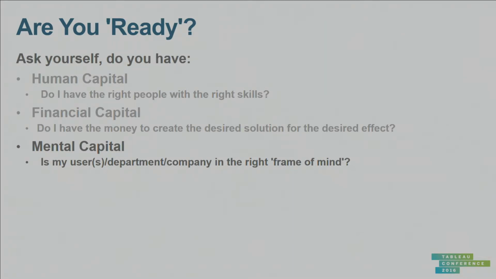If you have people who have centers of excellence, if you have a large amount of external certifications, if your company is contributing to our ideas forums, our community pages, if you're going to Tableau user groups, all of these are really good signs of mental capital.